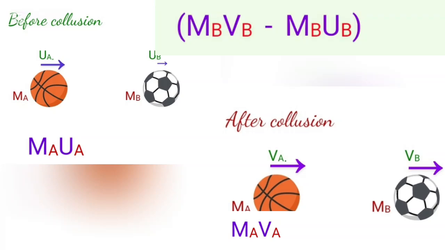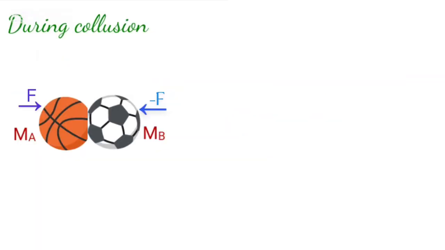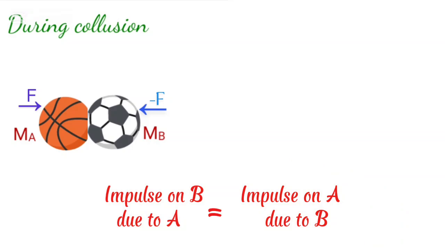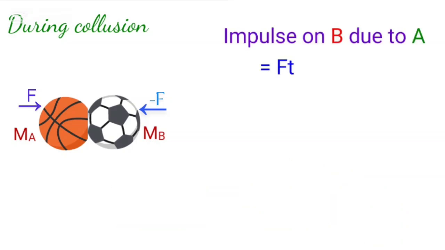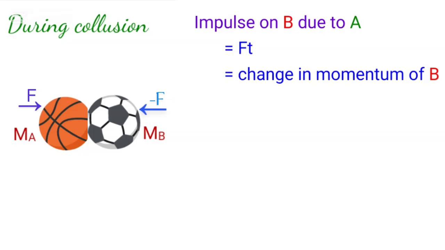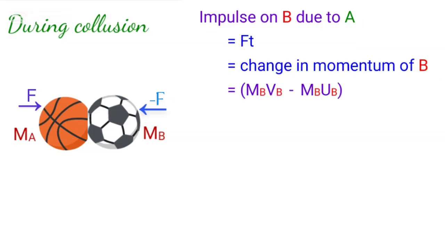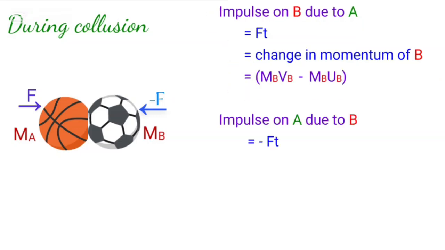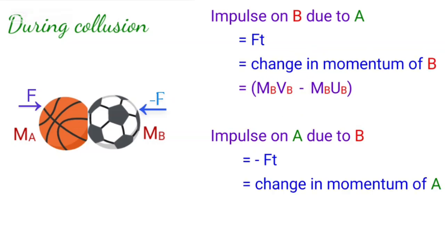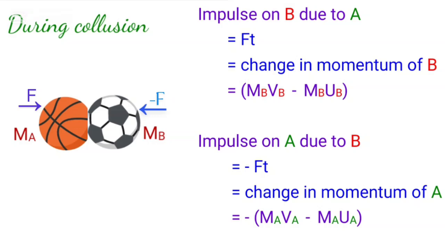When two bodies collide, the force on A is equal and opposite to the force on B from Newton's third law. These forces act for the same length of time t, so the impulse on B due to A is exactly equal and opposite that on A due to B. Therefore, impulse on B due to A, Ft, is equal to change of momentum of B, which is equal to mbvb minus mbub. Impulse on A due to B, minus Ft, is equal to change of momentum of A, which is equal to minus (mava minus maua).